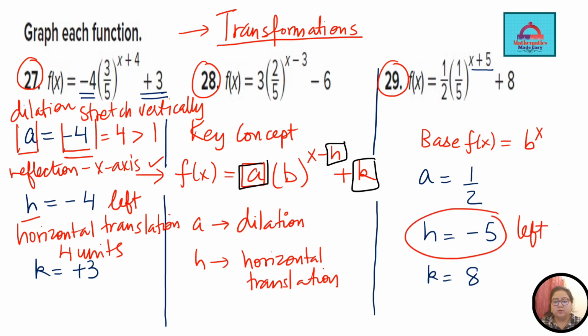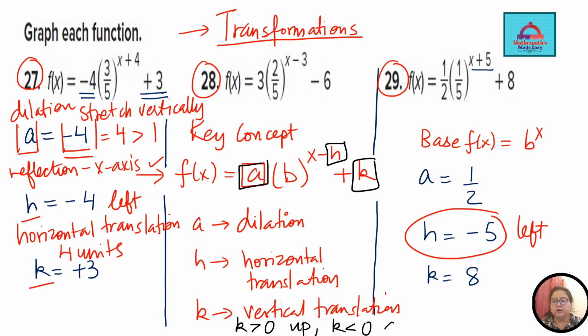Let's look at the last component, k. k is your vertical translation. So the vertical axis is y. So there are 2 options, either we go up or we go down. If k is positive, we go up. If k is negative, we go down.